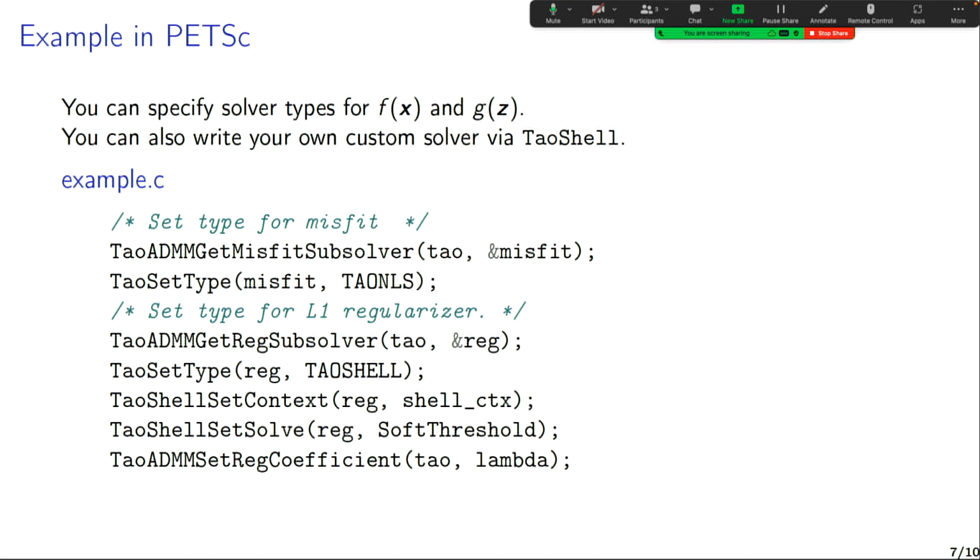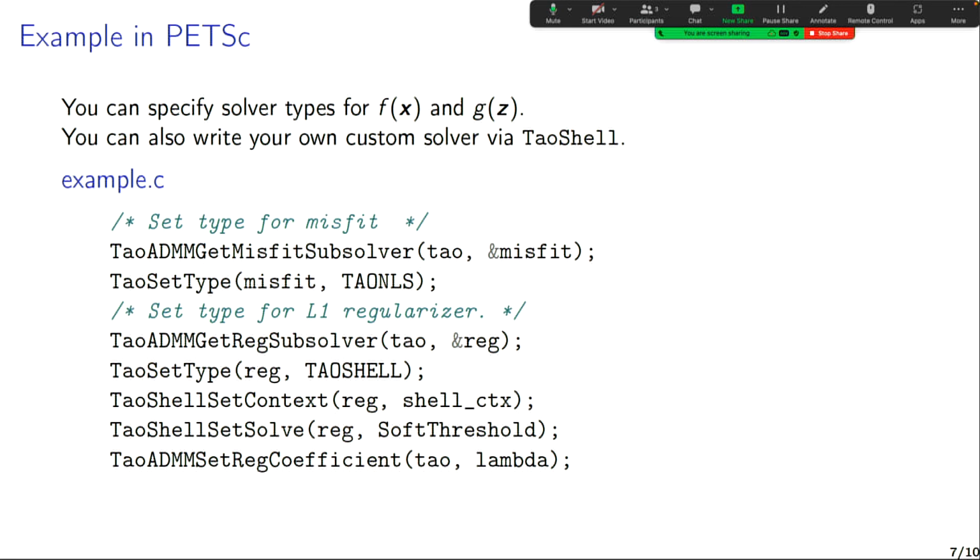And then, of course, you can set the solver type for F and G. So let's say, TaoADMMGetMisfitSubsolver. Misfit is for F, like I said, and you can say, I don't know, Tao Newton line search or whatever is out there. But also if you know you want to have some kind of closed form solution, or you want to provide your own solve, then you could just write your own with something called Tao shell.